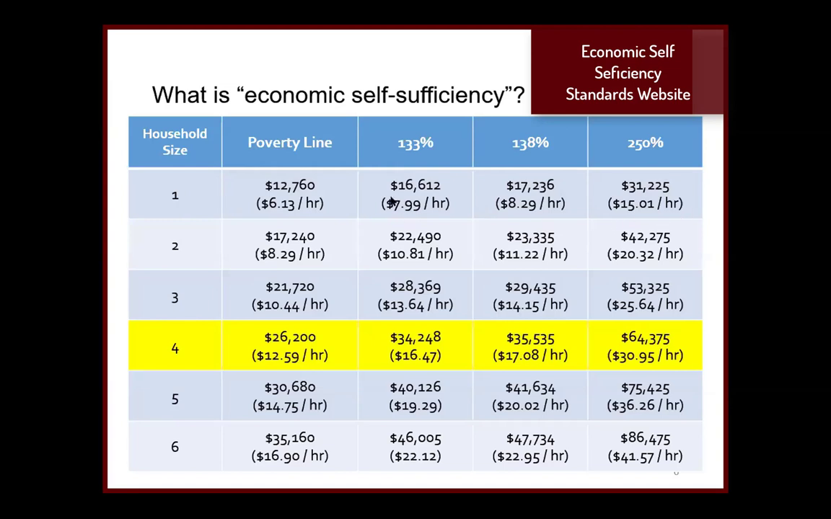Most of our students have at least a couple of kids. So let's look at, if you have a household size of 4, the poverty line is $12.59 an hour. So if they're not making at least $12.59, they're on the poverty line. To get above that, you need to be making at least $16.47 an hour. So somewhere around $16.50 to $17 an hour would be more comfortable for them. So that's what I'm thinking of in terms of economic self-sufficiency.